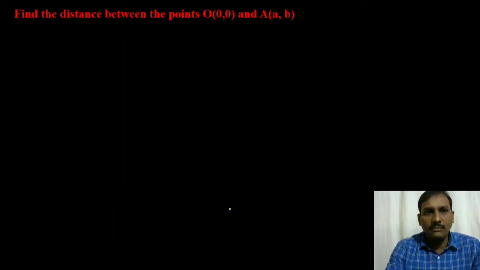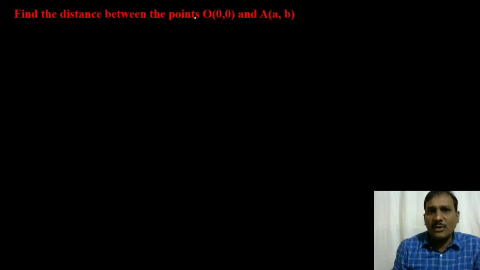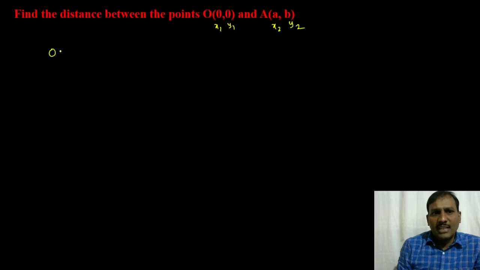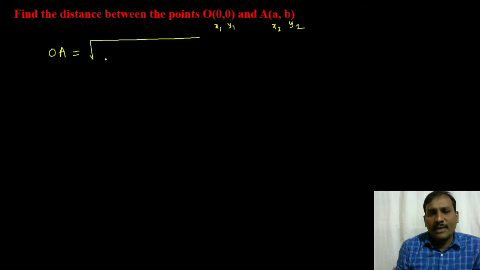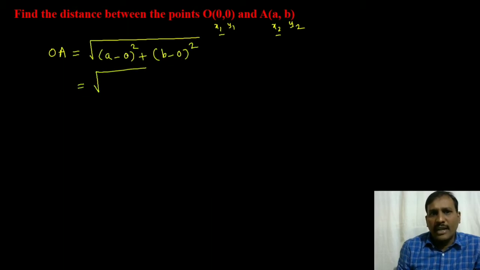Next question. Find the distance between the points 0 comma 0 and A comma B. So clearly it is x1, y1, and x2, y2. The distance between O and A is denoted by OA. So let us substitute the formula. I am not writing the formula now. x2 minus x1 whole square, A minus 0 whole square, plus y2 minus y1, B minus 0 whole square. So that is root of A minus 0, that is A square, plus B minus 0 is B square.